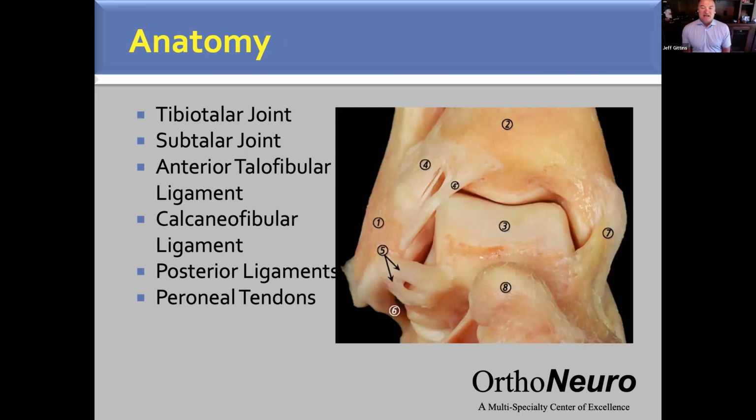Brief anatomy, this is a cadaver dissection. Number 1 is the fibular bone. Number 2 is the tibia bone. Number 3 would be the talus. Number 5 would be the anterior talofibular ligament. Number 6 would be the calcaneofibular ligament. And number 7 is the deltoid ligament.